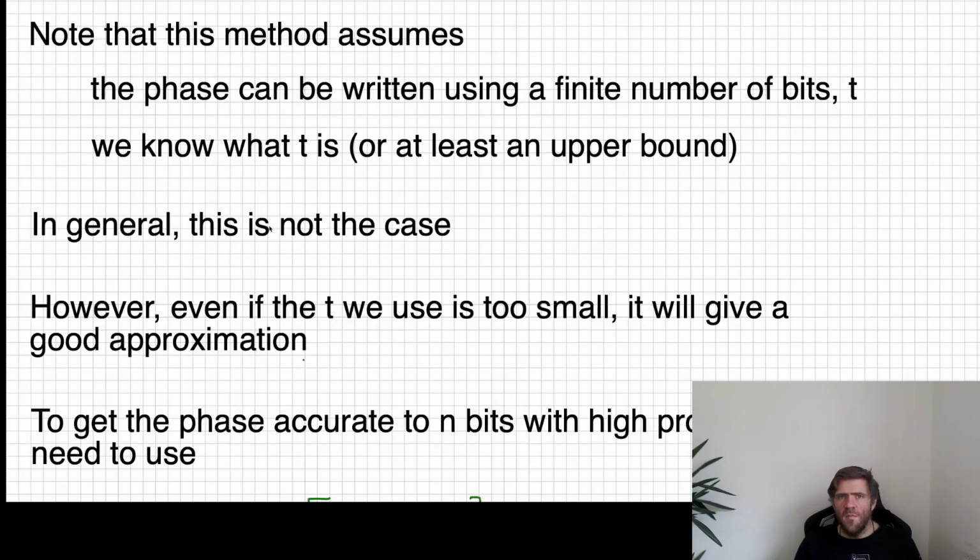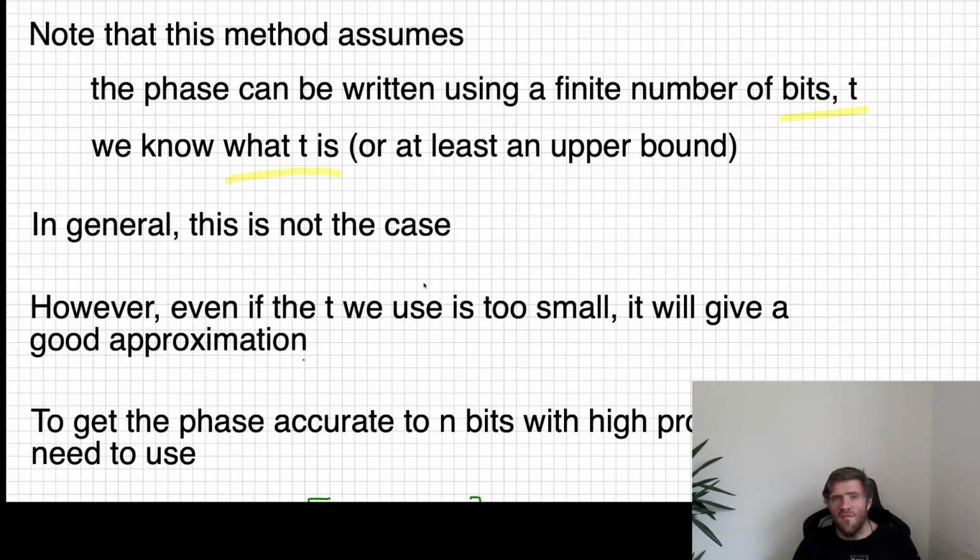Now there's a couple of rather strong assumptions here. First, we assume that the phase can be written down using a finite number of bits, so that there is some finite t, and also that we know what it is, or at least an upper bound, because that determines how many qubits we have in our control register. In general, this is not the case. If we don't know a phase, we don't know the phase.